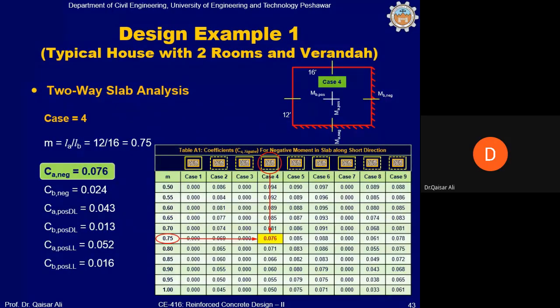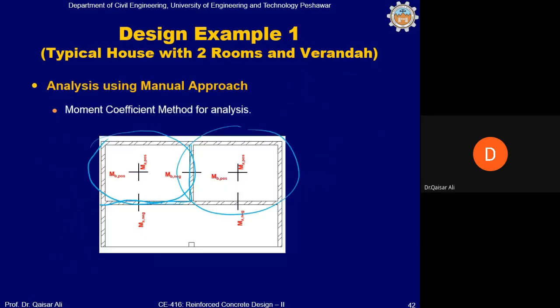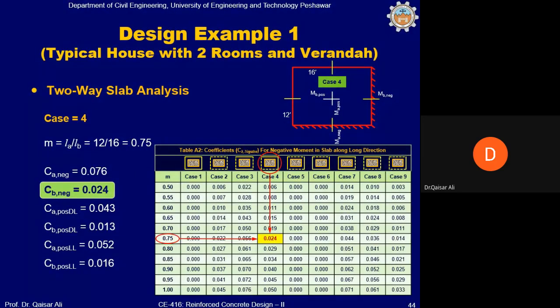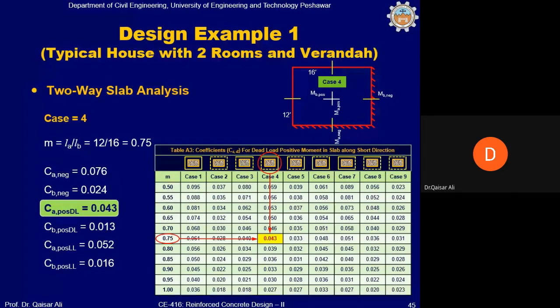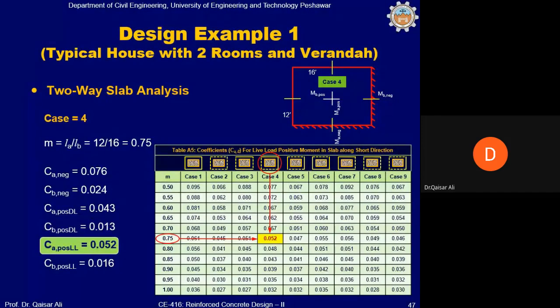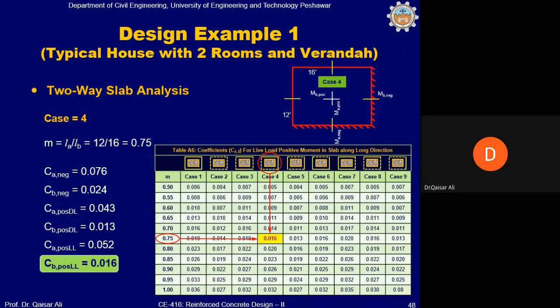तो first of all आप m calculate करेंगे, because for the table you need m. m is equal to 12 by 16, it is 0.75, and case is case 4. तो CA negative आप देख सकते हैं, it is 0.076. Clear? अब मैं quickly जाता हूं क्योंकि आप लोगों को पता है how to pick these coefficient values, okay. CB negative, it is 0.024. CA positive dead load 0.043, CB positive dead load 0.013, CA positive live load 0.052, and CB positive live load is 0.016. Clear?